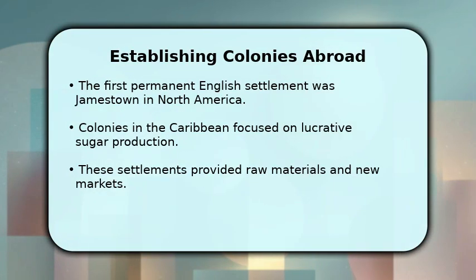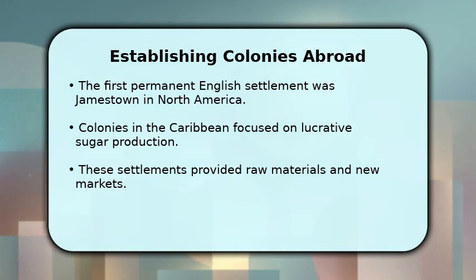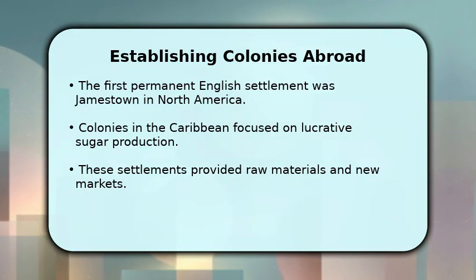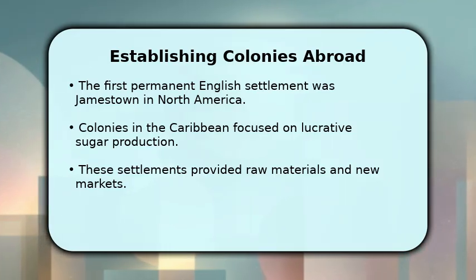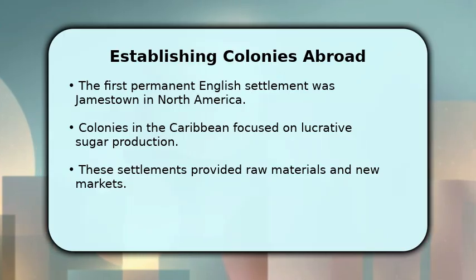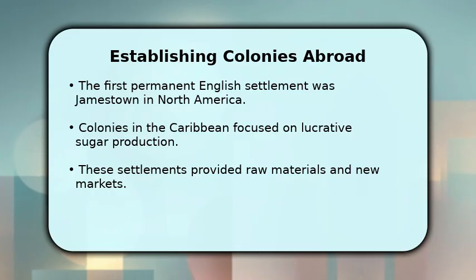Next, the focus shifted to establishing permanent settlements. The early 17th century saw the founding of Jamestown, the first enduring English colony in North America. Simultaneously, valuable colonies were established in the Caribbean, primarily for the highly profitable cultivation of sugar cane.